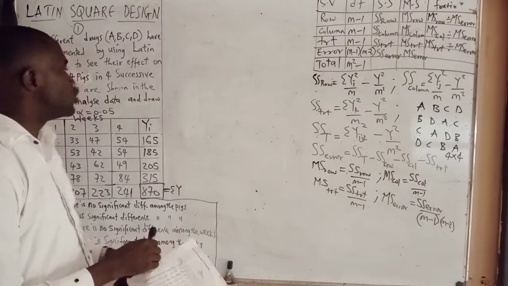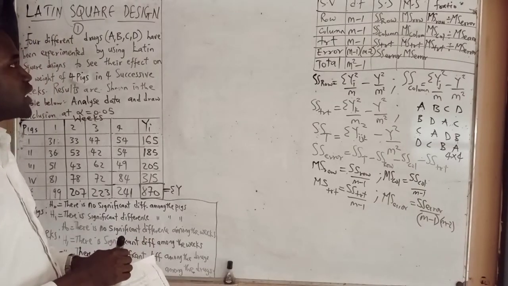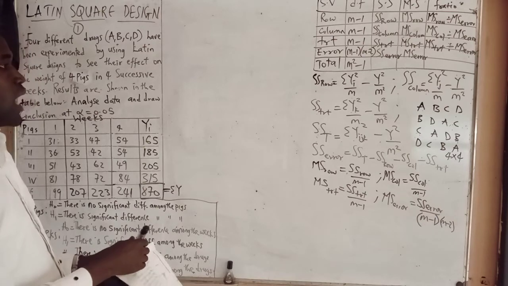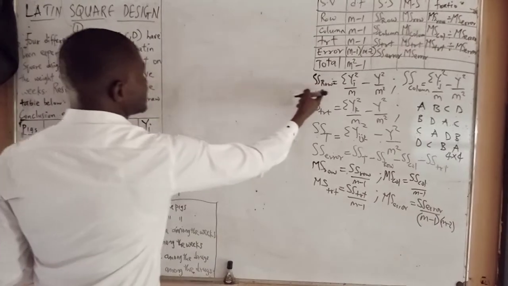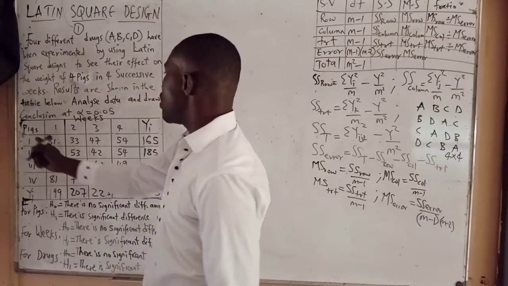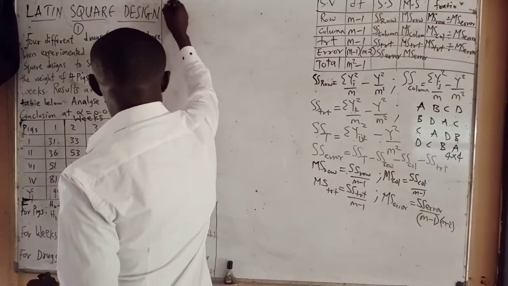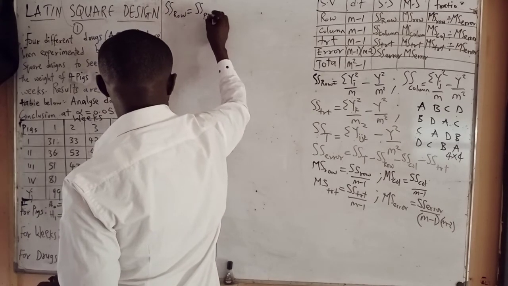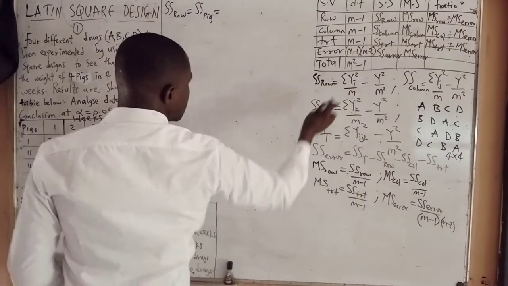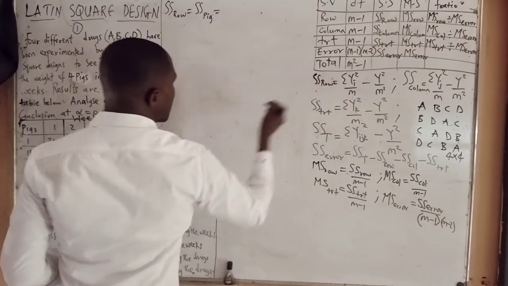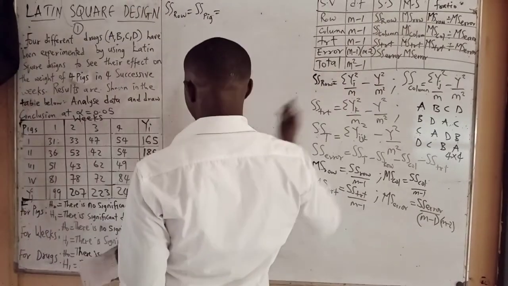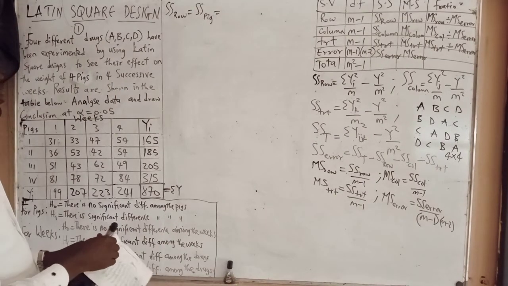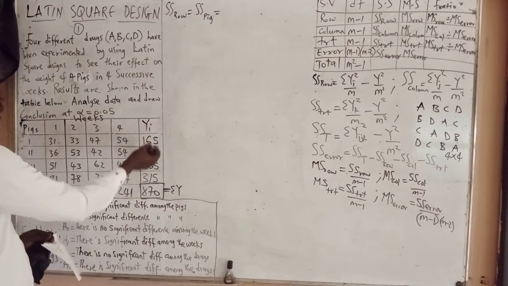Then we proceed to computing our data so that we know what we are doing. For SS row, this will be your row, the one of pig. SS row is talking about SS pig. So the formula is already here. What is our Yi squared? Yi squared simply means all this.